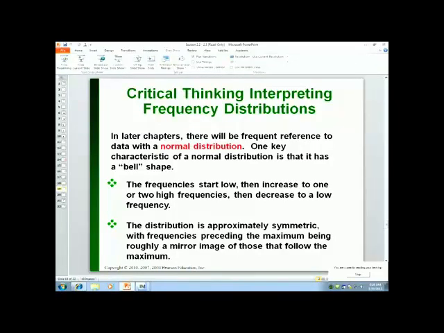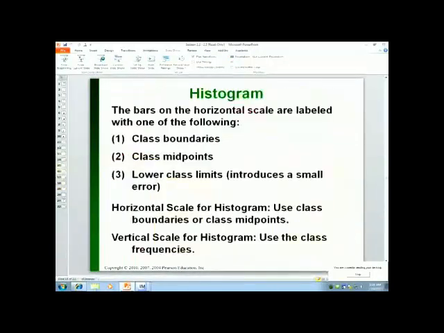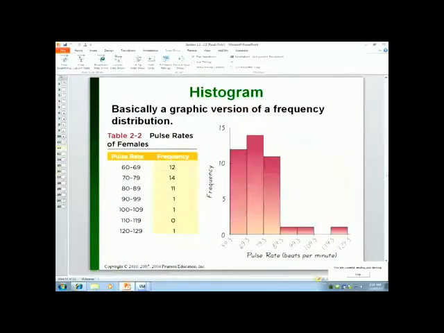The distribution is approximately symmetric with frequencies preceding the maximum up to the peak, looking pretty much like what comes after the peak. You could fold it in half and the two sides would match up pretty closely. Was that the case for the histogram of pulse rates? No, that's not even close to a bell-shaped curve. Those pulse rates are not normally distributed between 60 and 129 beats per minute.